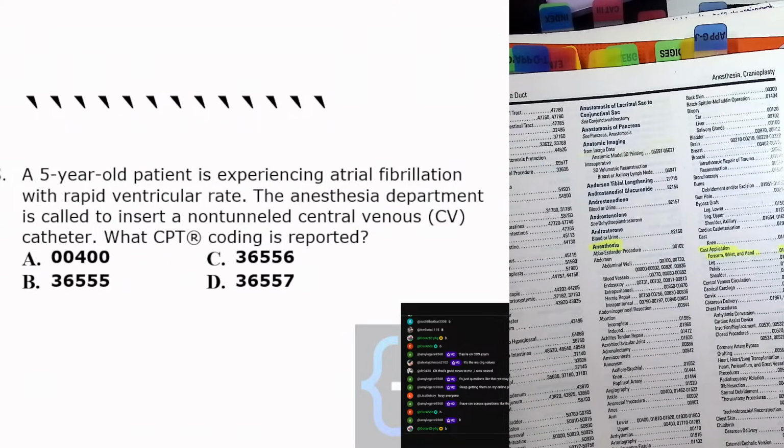All right, what do you guys think about the correct answer for this one?